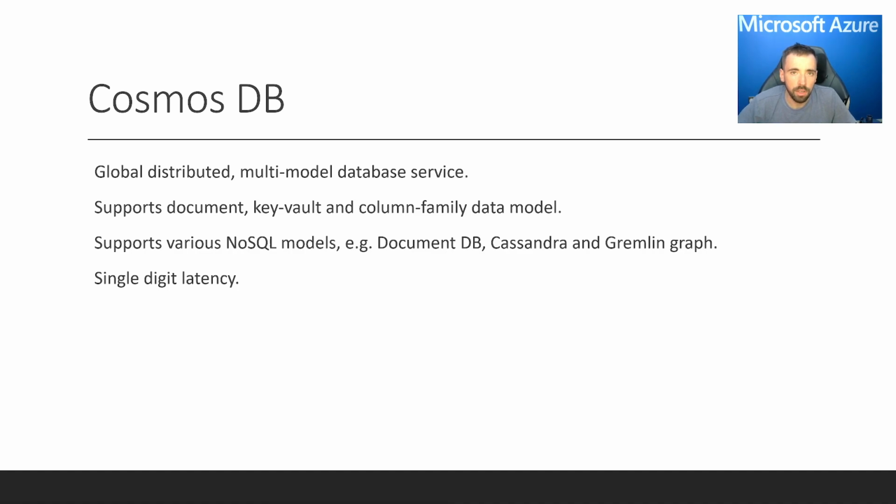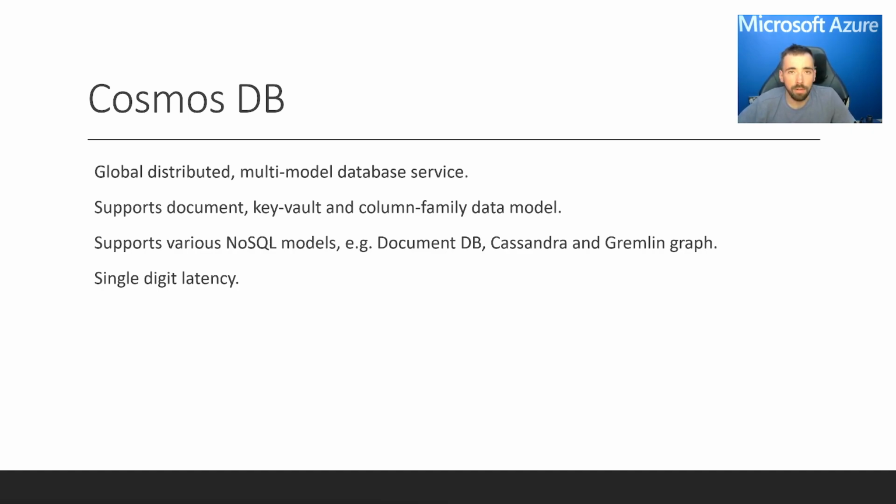So let's start by looking at Cosmos DB. Cosmos DB is a globally distributed multi-model database service. It supports document, key-value, and column family data models. And essentially it is Microsoft's NoSQL database offering that's available on Azure.